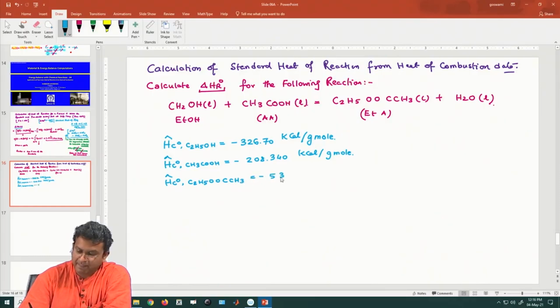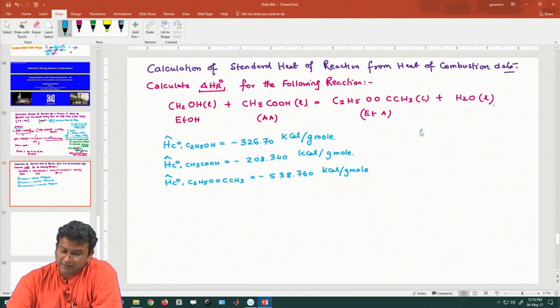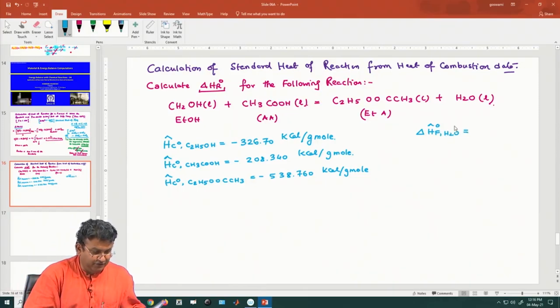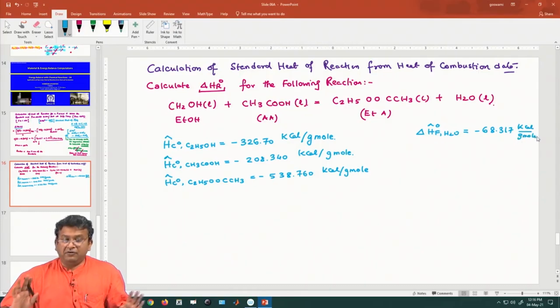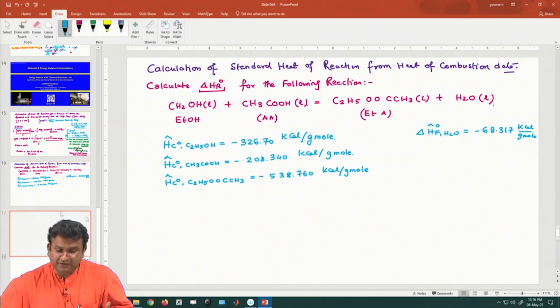So, these three heat of combustion data are given, along with the heat of formation data of water, which we looked into in the very previous problem. So, I will just pick up the number from there, it is minus 68.317 kilocalorie per gram mole. So, this is how it is. So, how do we go about this whole stuff? Again, you can say Hess law comes to our rescue.